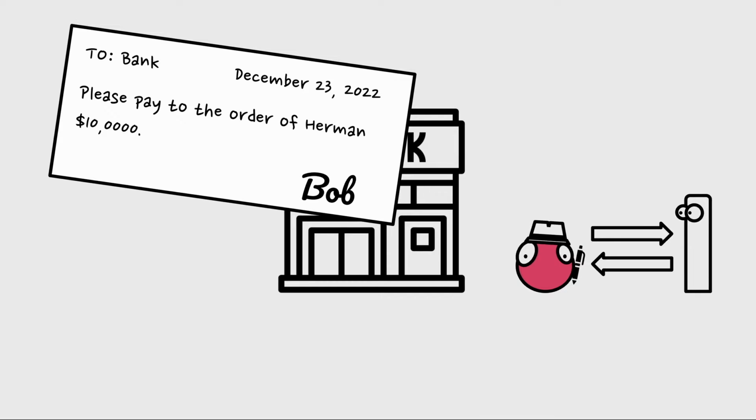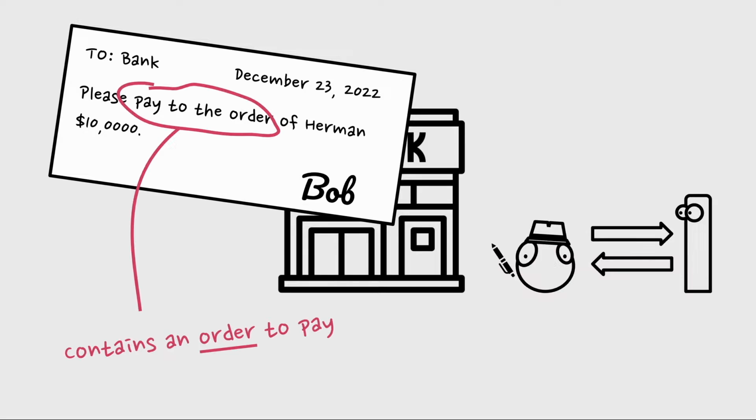When we look at a draft, we said that one type of draft, and by far the most common type of draft, is a check. And so when we're looking at this, what's distinctive here is it contains an order to pay. Notice what's going on here is that the check is an order from Bob to the bank to pay money to Herman, right? It's an order or a command that Bob is giving to the bank to pay money out of his account to Herman. So what makes it a draft is that it contains that order to pay.